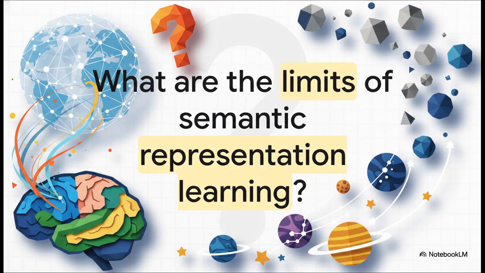So that kind of leaves us with one last big thought to chew on. Just by learning from context, an AI can build a map of human language so good that it feels like real understanding. If it can do that for our world, what other incredibly complex systems could it learn to map out next? Are there any limits? It really makes you think.